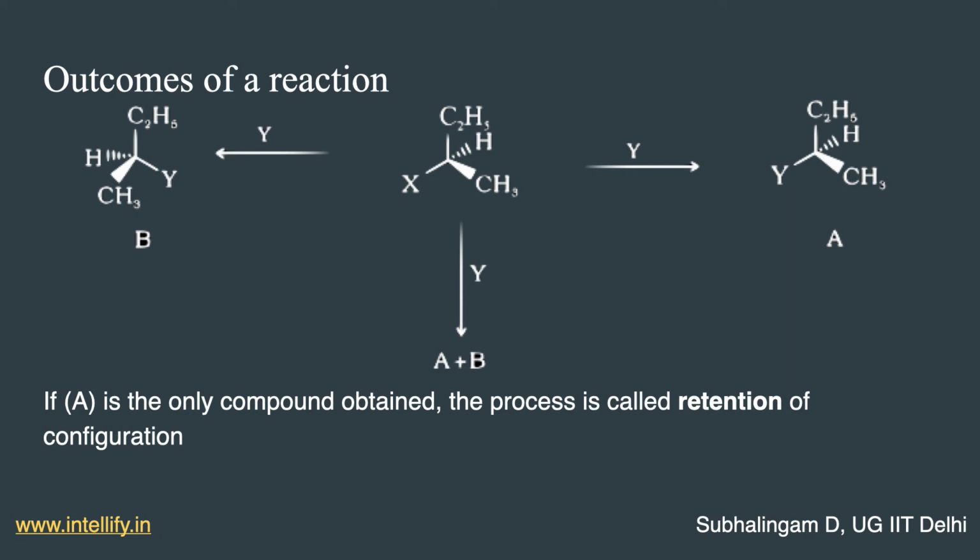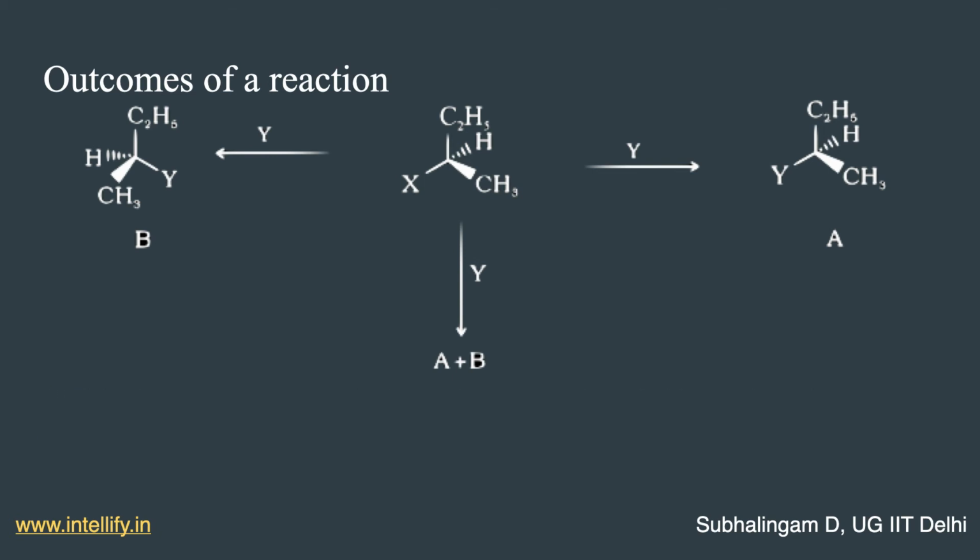If A is the only compound formed, then the process is called retention of configuration. Observe that the spatial integrity is preserved in A. However, if B is the only product formed, then the process is called inversion of configuration. This is what happens in an SN2 reaction, and we will see why that happens soon. So what has happened? The spatial integrity is reversed. The relative orientation of all the groups has been reversed. So that's called inversion.